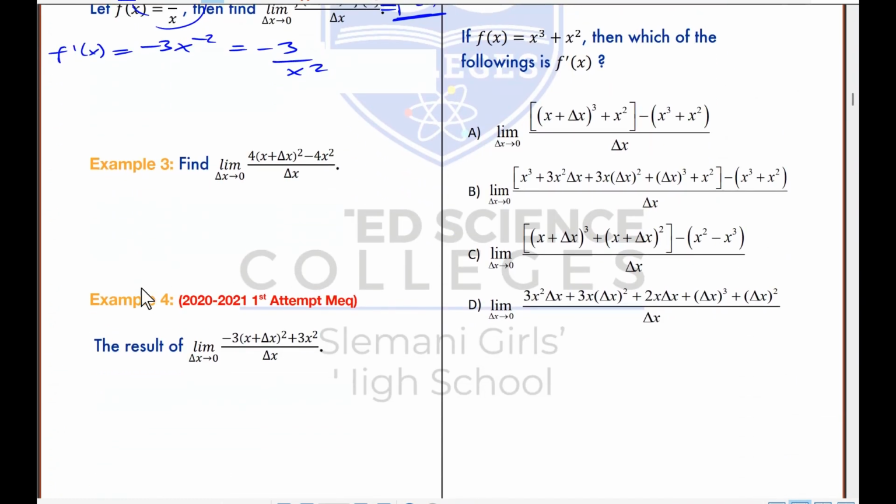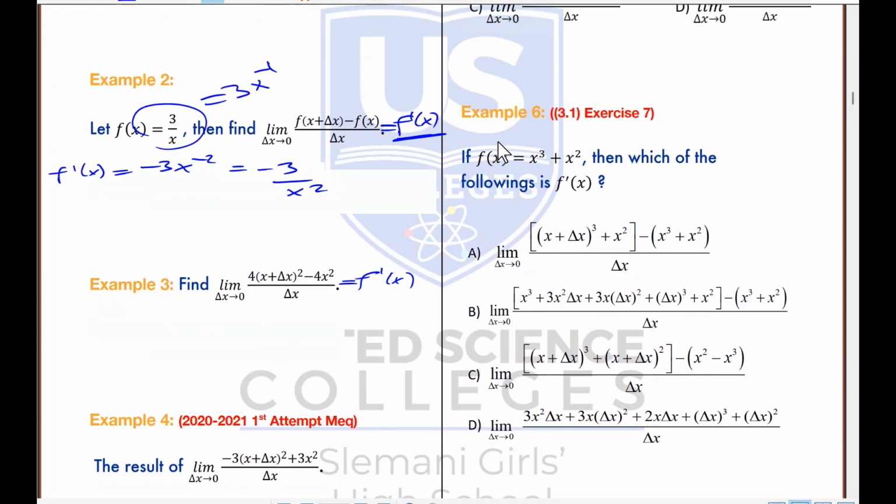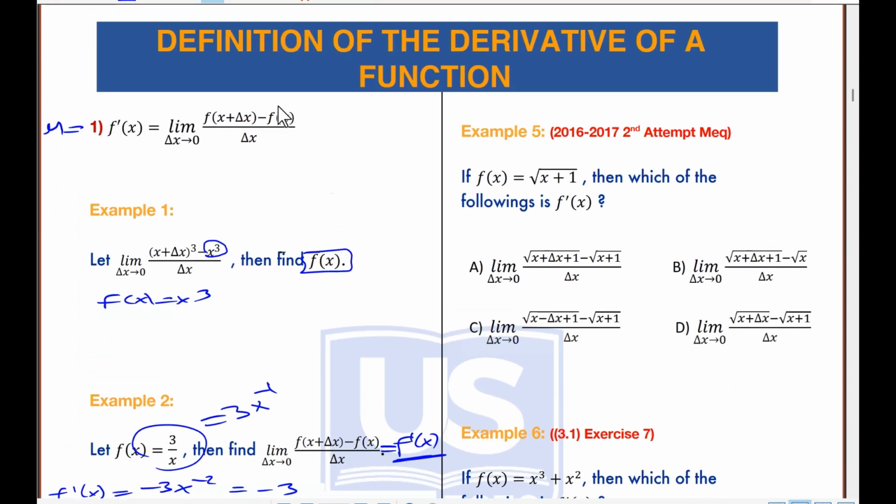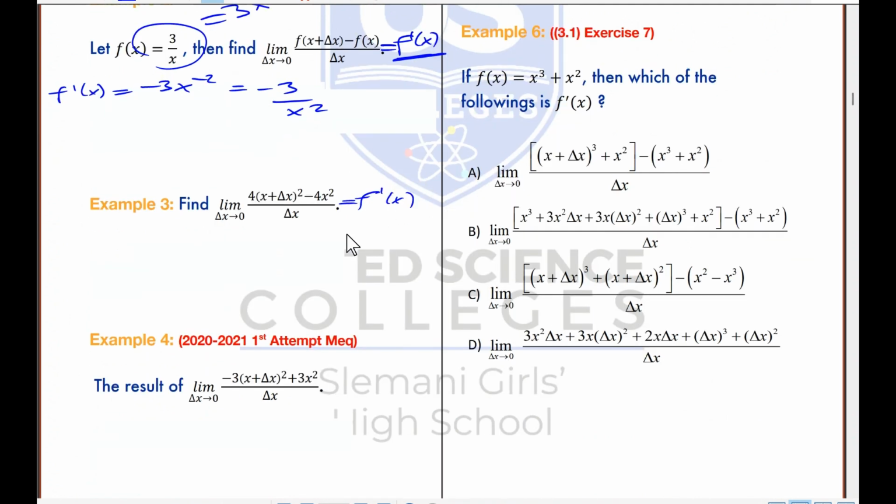Okay, next question. Find this limit form, which means find the derivative of the function. So what is f of x? You should know what your f of x is. f of x is not given in the question. So that's the first thing you need to do, finding f of x. In the form, f of x is the one that's subtracted at the top. So in this question, what is subtracted at the top? It will be your f of x. So 4x squared is subtracted at the top. This will give you f of x.